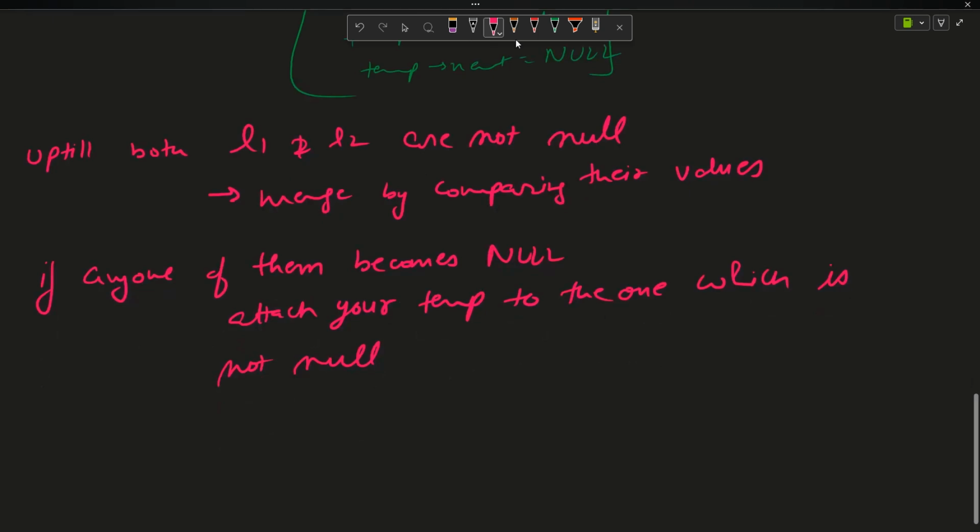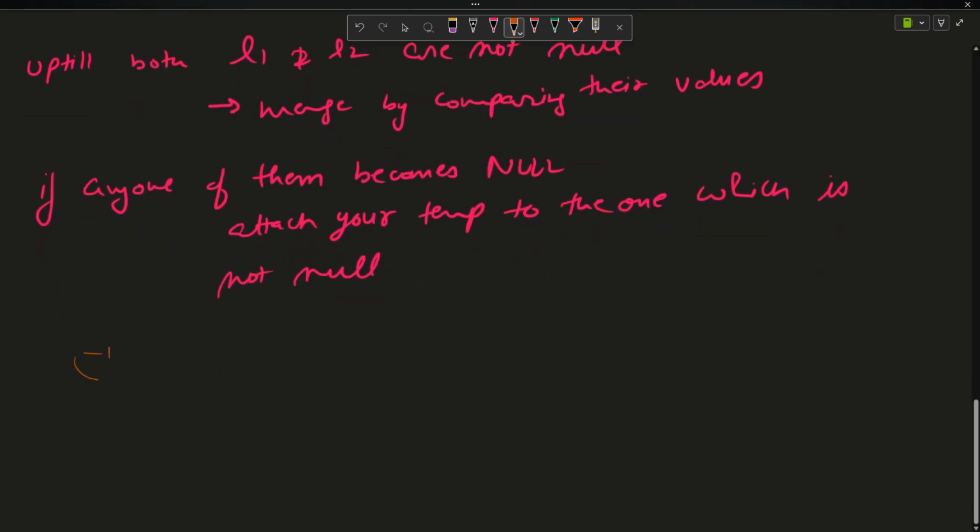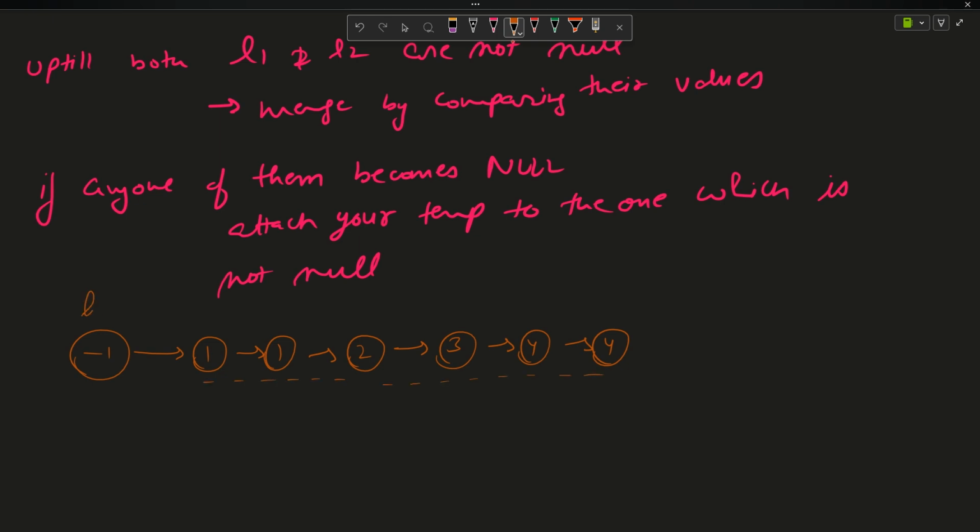Now after all the steps we mentioned above, the final linked list would look something like this: -1, 1, 1, 2, 3, 4, 4. Okay, and I got the sorted linked list. This is my sorted linked list. I want this as my answer, right? I have my head here.